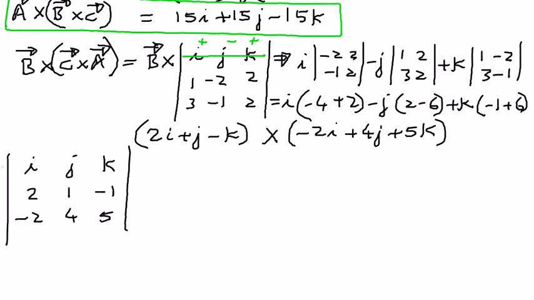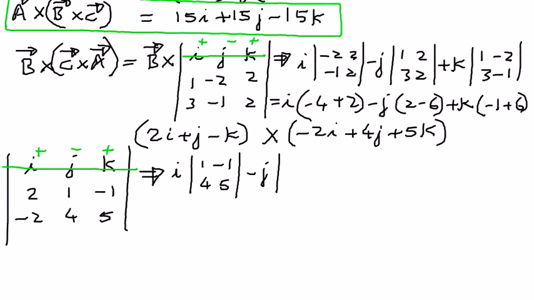We're going to travel along the first row. The sign convention we're going to use is positive, negative, positive. When we expand this, we're going to get i, the minor of that, which is going to be 1, negative 1, 4, 5, right? And then minus j, the minor of that is 2, negative 1, negative 2, 5, and then plus k times the minor of that, that is 2, 1, negative 2, and 4.